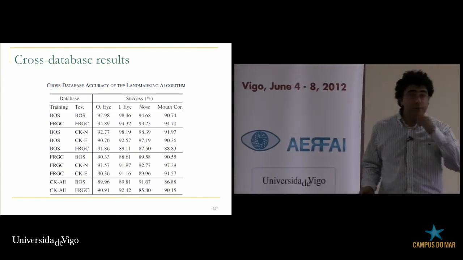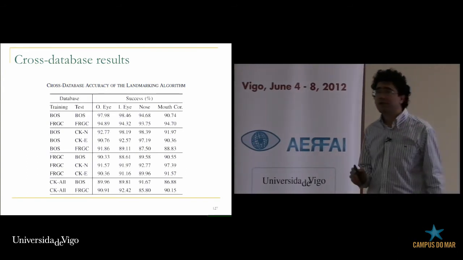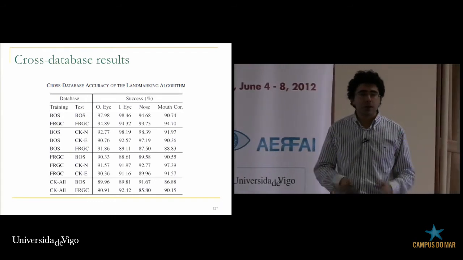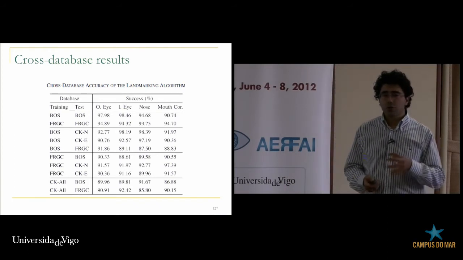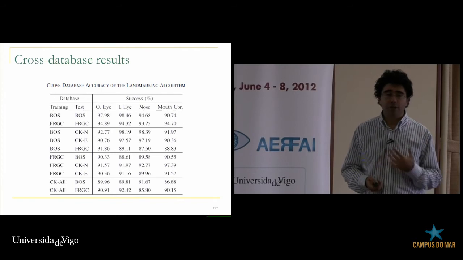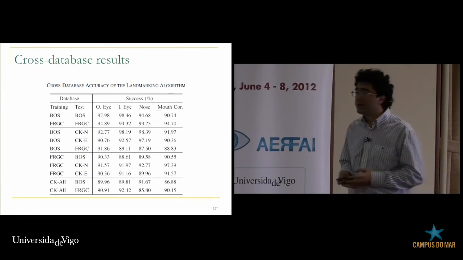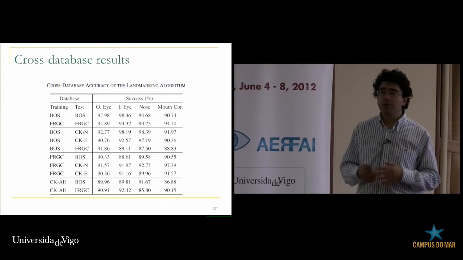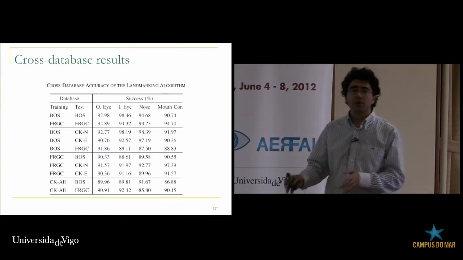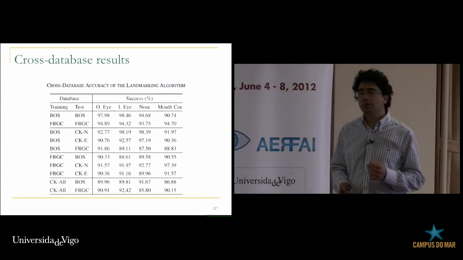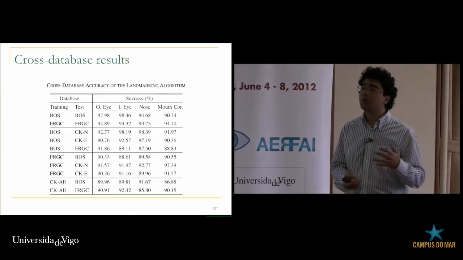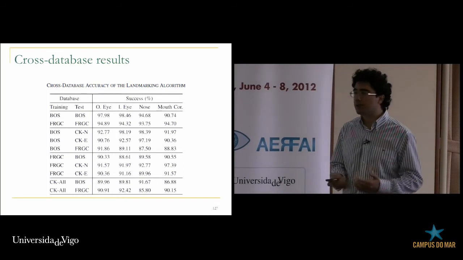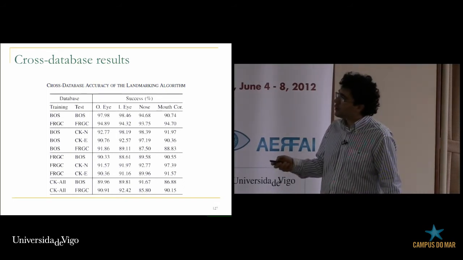We also like to report cross-database results, especially in face recognition and face expression research. There are a lot of databases. You have to be careful to produce as general results as possible. One way of doing this is you train your model completely on one data set and then test it on a completely different data set. That shows that your method can generalize. You're not overlearning specific illumination conditions of the database or resolution conditions. So here we use Bosphorus, FRGC, Casia neutral, Casia expressive.